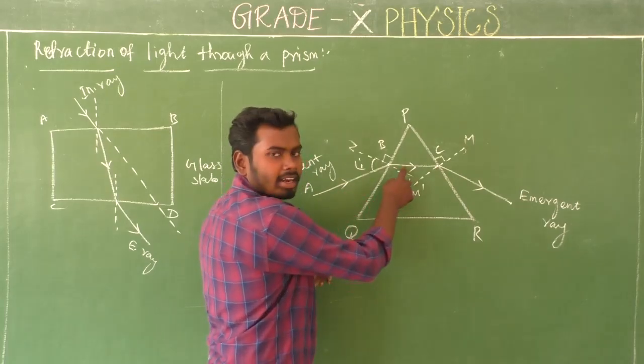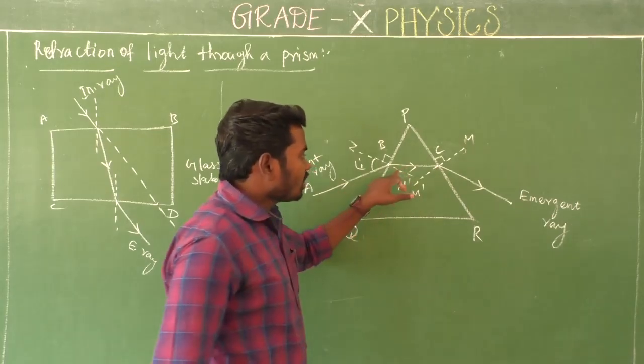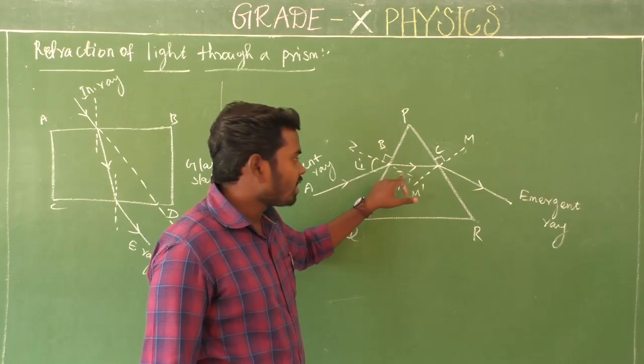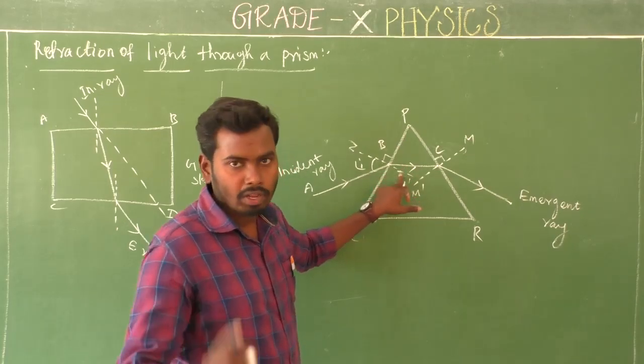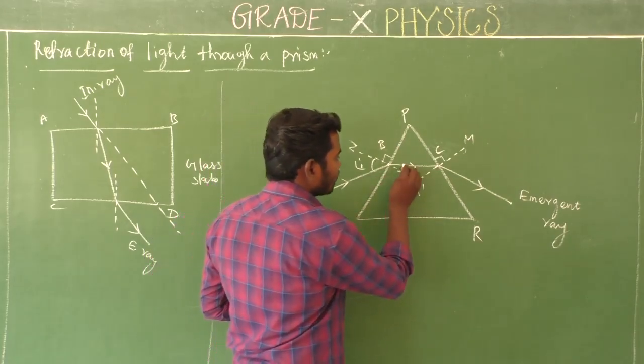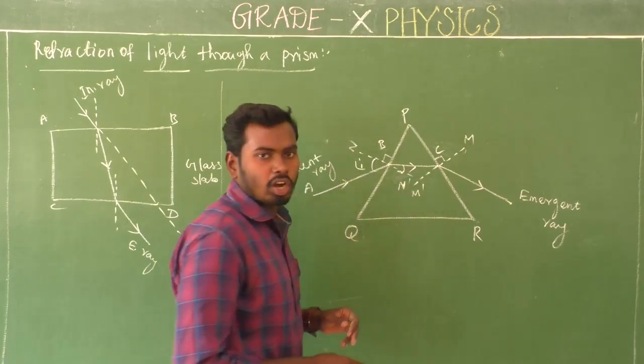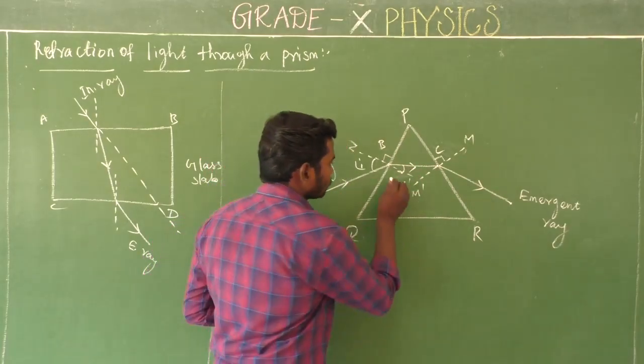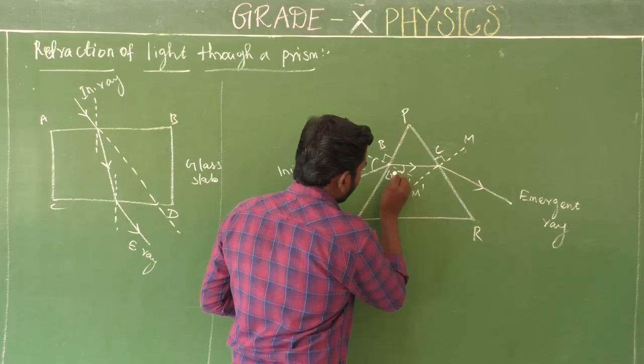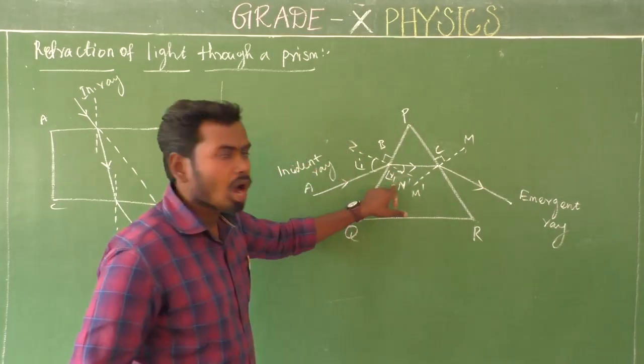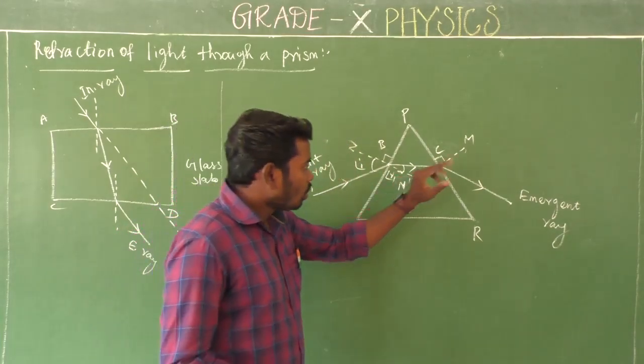This is the refracted ray and this is the normal. The angle between the refracted ray and the normal is called the angle of refraction. The angle of refraction is denoted by the letter R1. Is it clear? Look at here.